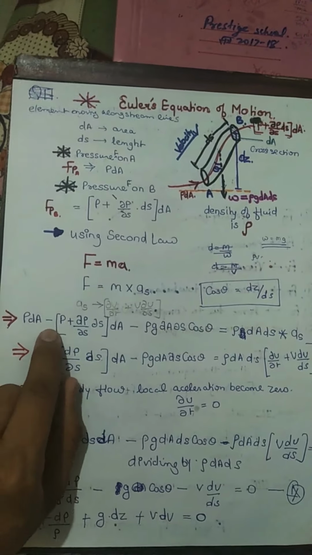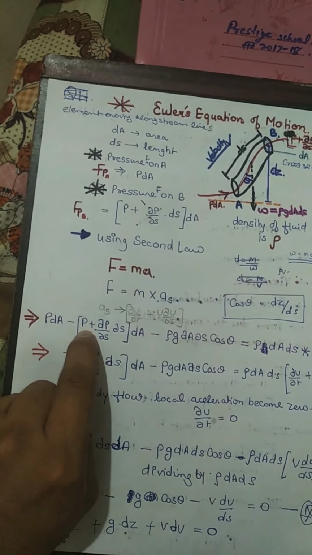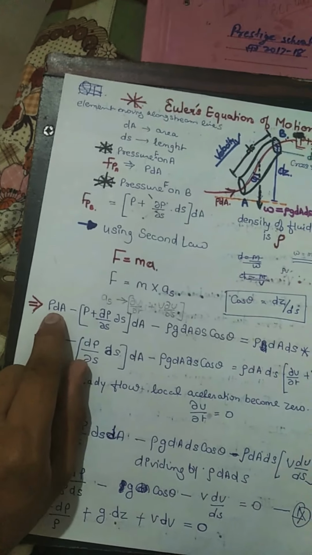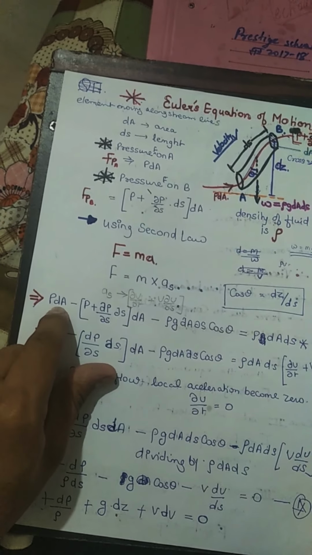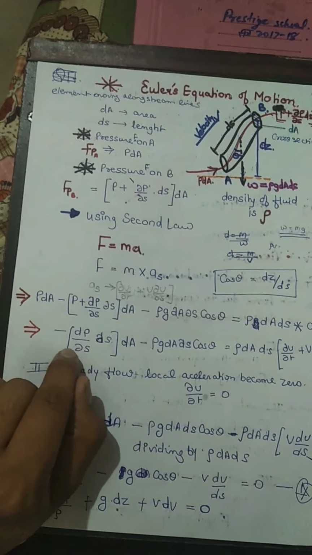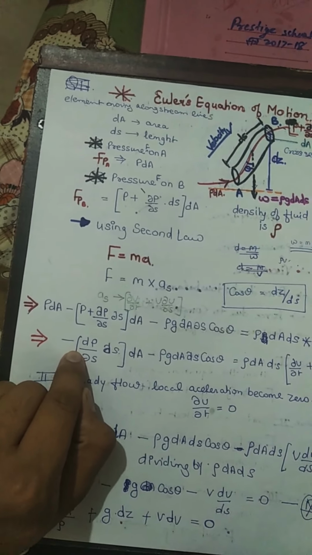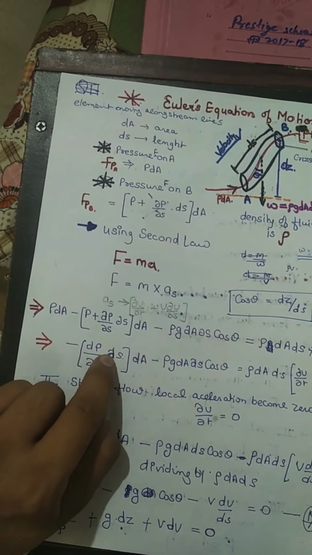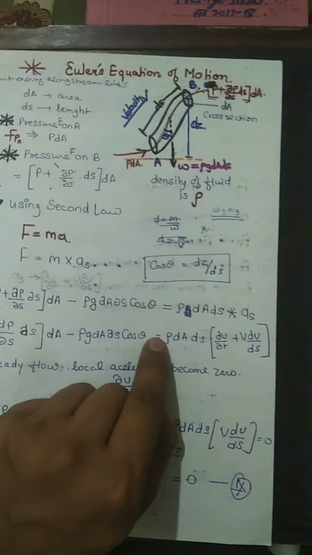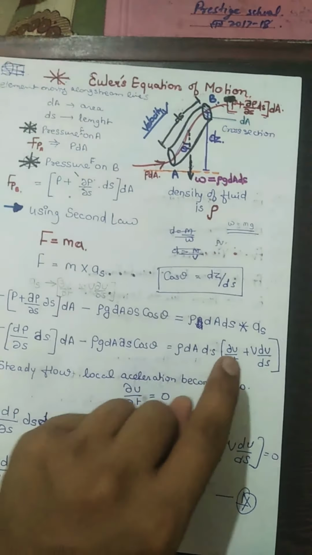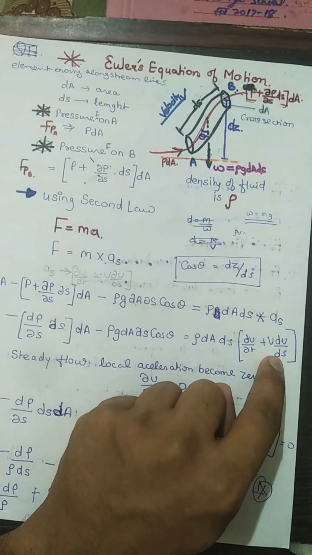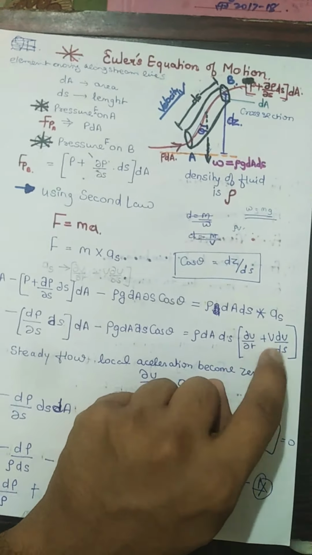Again I'm multiplying dA with p and this term and negative side in both the sides. While calculating, plus p into dA minus p into dA will be cancelled. So the term that is left, that is minus del p by del s into ds into dA minus rho g dA ds cos theta equals rho dA ds into acceleration. The acceleration we can write like this: the local acceleration plus convective acceleration, that is dv by dt plus v dv by ds.